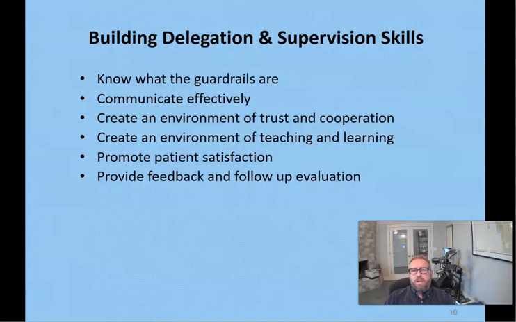You have to promote patient satisfaction, right? Everything we do, if I'm a nurse and I delegate something and it doesn't go well, that reflects on me, it reflects on the patient's doctor. So their experience with their stay and their satisfaction is contingent upon all of that working well.